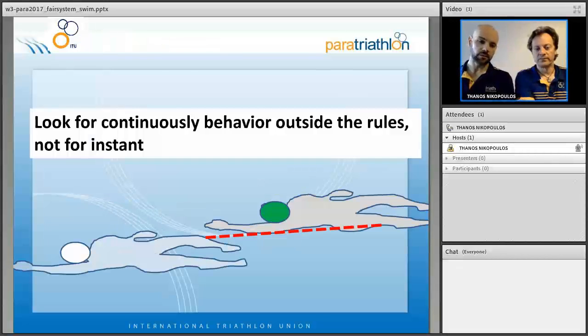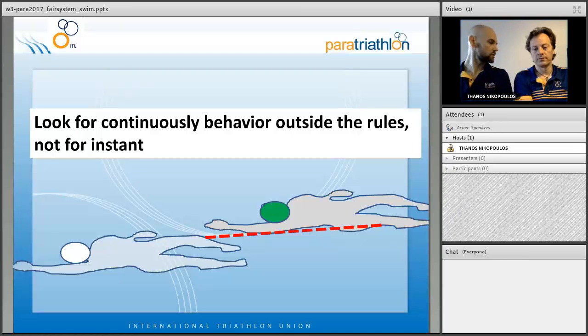What Eric mentioned before is that we should not look for instant conditions. So if, for example, the tether is instantly stretched, we should not immediately penalize the athlete. There are different conditions. There are waves. The VI athletes don't have a good ability to orient. Exactly. So this can happen continuously. So we are looking for continuous behaviors, something that shows clearly that the guide is continuously pulling his athlete. There's no intent to correct that situation that may have been caused by a wave or a current.